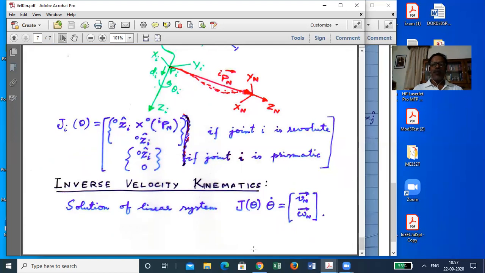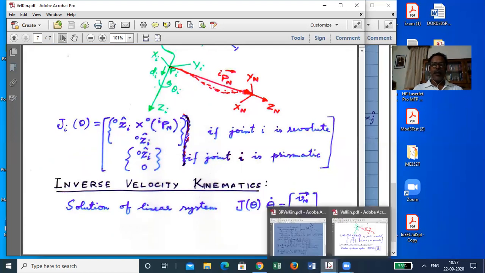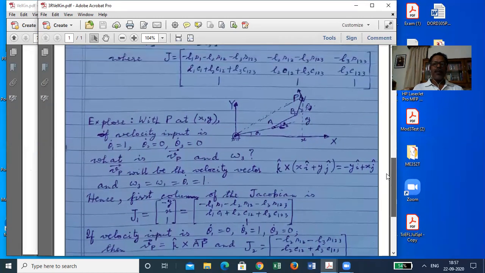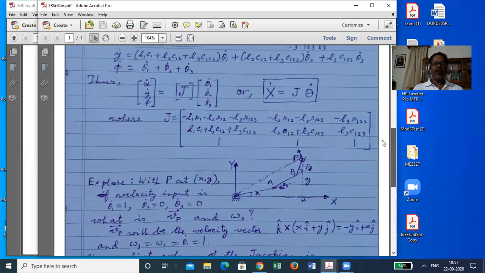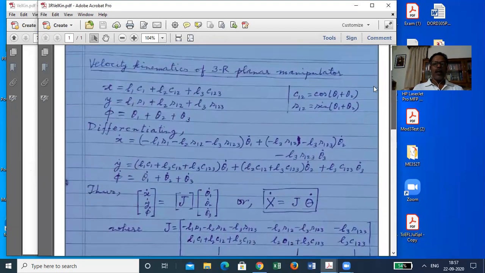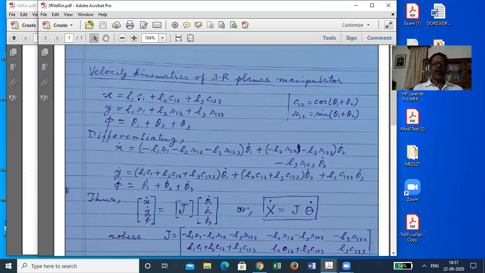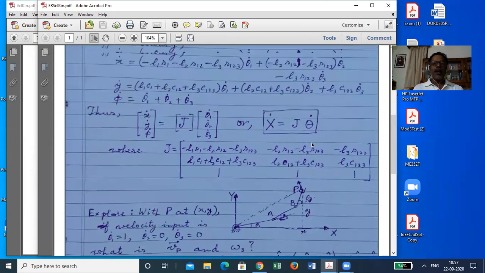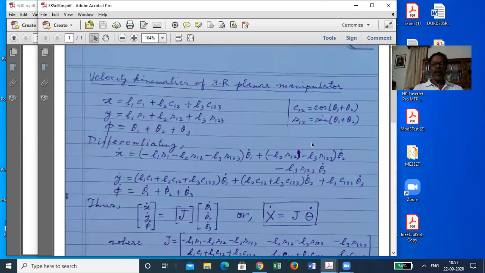Okay. So let us see one example, and for that, let us consider the same example for which the position analysis we have already done. And in the position analysis, we found these expressions for this 3R manipulator. And here, for a moment, you freeze your video and verify through the derivatives. That is, I am trying to develop the Jacobian.